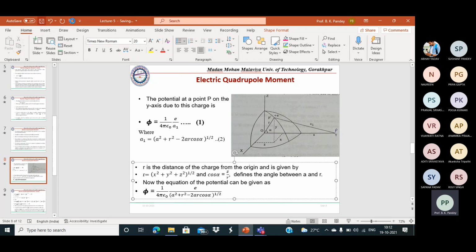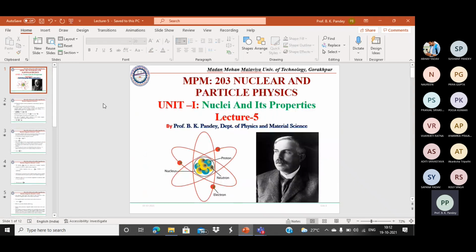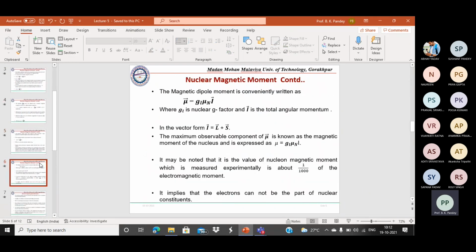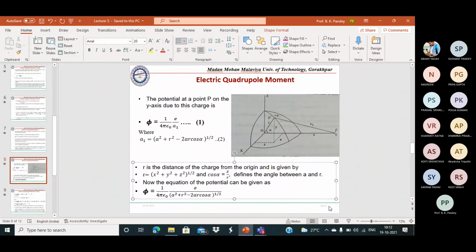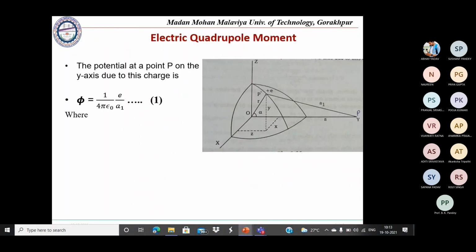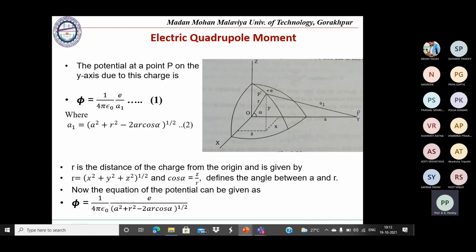And let us save, and again we will start from the presentation mode. Okay, so this r is equal to root of x square plus y square plus z square, and this cos alpha is equal to z upon r, which defines the angle between A and R.